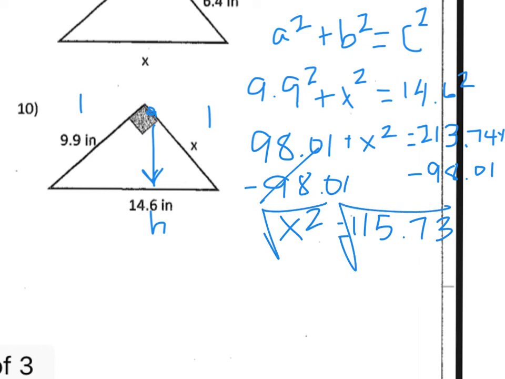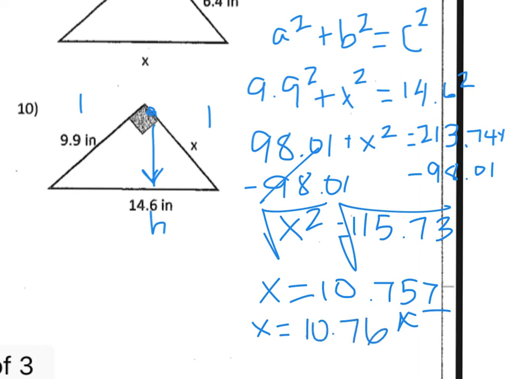So take the square root of each. So I'm just going to type in my calculator, second square root, 115.73. And that gave me x is equal to 10.75. So the 7 tells me to round that up. So really x is equal to 10.76 inches.